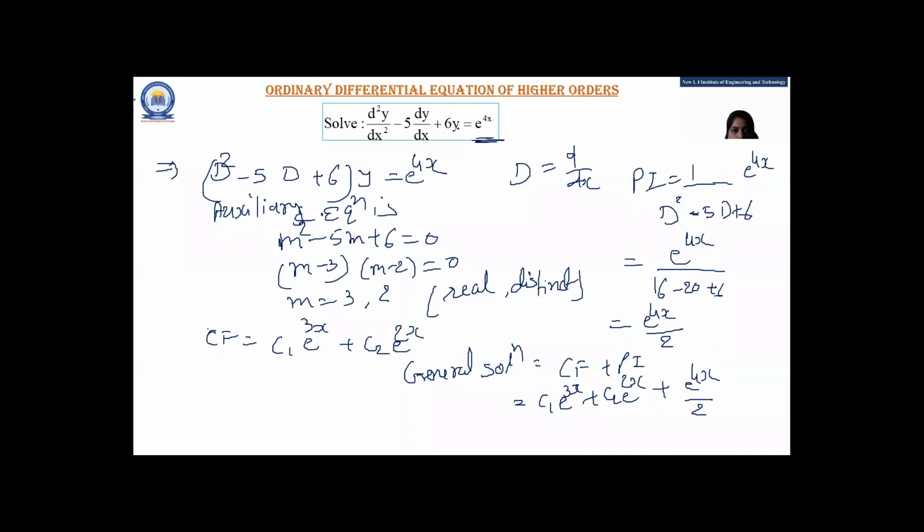Why d equal to 4? See, for d equal to 4, this is the rule. We have to substitute the multiple of x, which is in our new right hand side. See here, the multiple of x is 4. That's why we replace d by 4. If our multiple of x is 3, then it is replaced by 3.